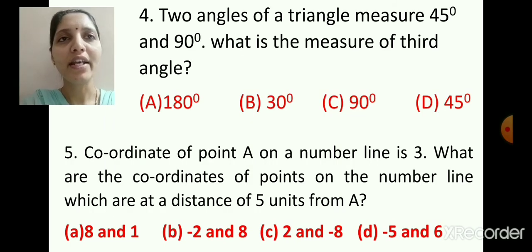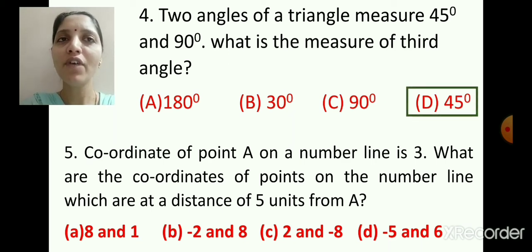See the next question. Two angles of a triangle measure 45 degrees and 90 degrees. What is the measure of the third angle? Now here you can use the angle sum property of a triangle, or else we know that there are the triangles 30-60-90 and 45-45-90. That property also you can use. So here your answer is option D, 45 degrees.